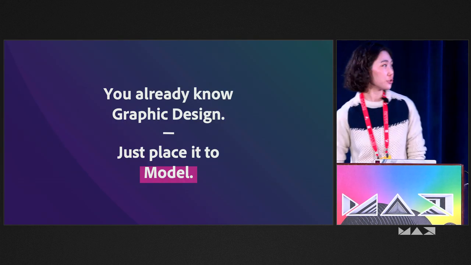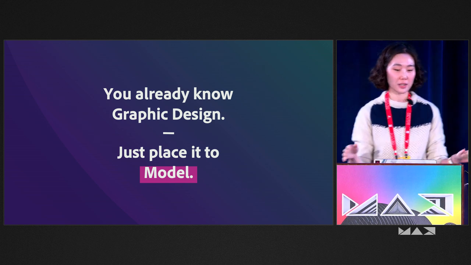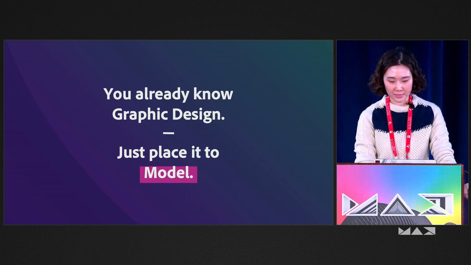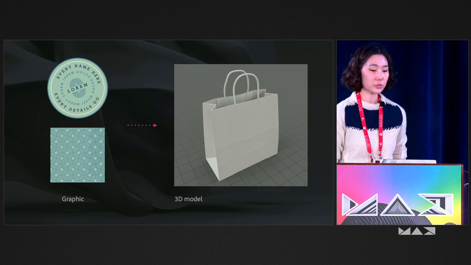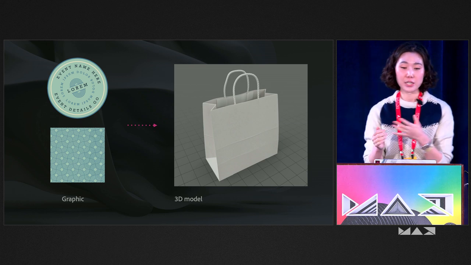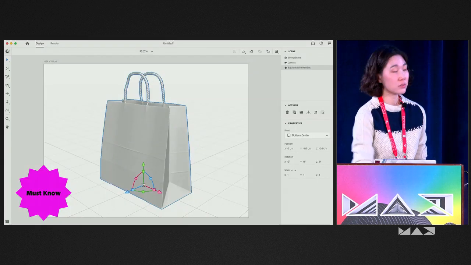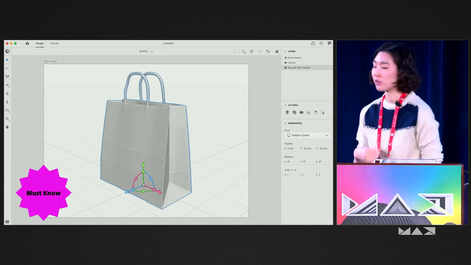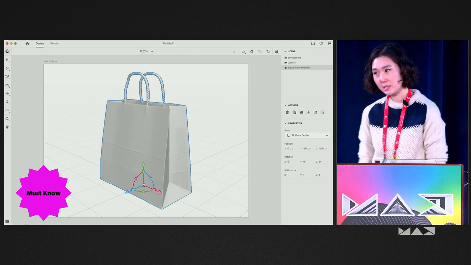So what can I do with material? First, you are already a guru of graphic design. You can just place graphics on top of your model. Let's say that I have a shopping bag here, and I actually want to have this rounded logo on the face of the shopping bag, and I want my shopping bag to have some patterns. In Dimension, this is so easy. You can simply drag and drop your graphics from desktop or from CC Libraries.